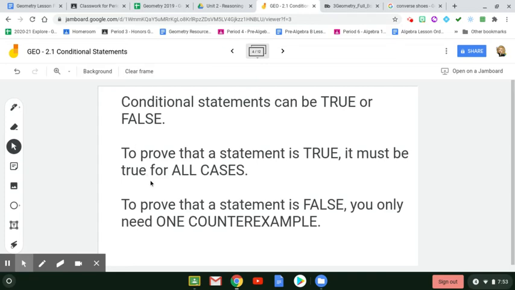To prove that a conditional statement is true, it has to work for every single case. So all cases must be true. To prove that a statement is false, you only need one counterexample. And we talked about that a little bit before when we talked about some logic in chapter 1 and reasoning with patterns, but you only need one counterexample to prove something false. And that still applies in our logic unit when we begin some baby steps into proof as well.